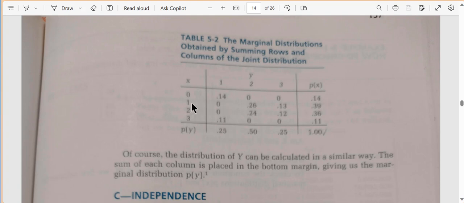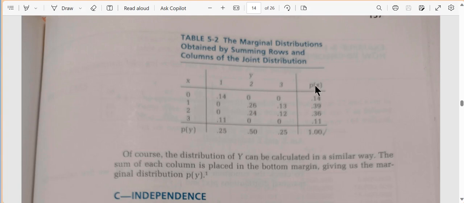And the same thing here. If you want to know the probability that x equals 1, you can sum these up. And x equals 2, you can sum these up, and so on. You can also go this way. If you want to know the probability that y equals 1, you can sum these up, and these, to get y equals 2 and y equals 3.